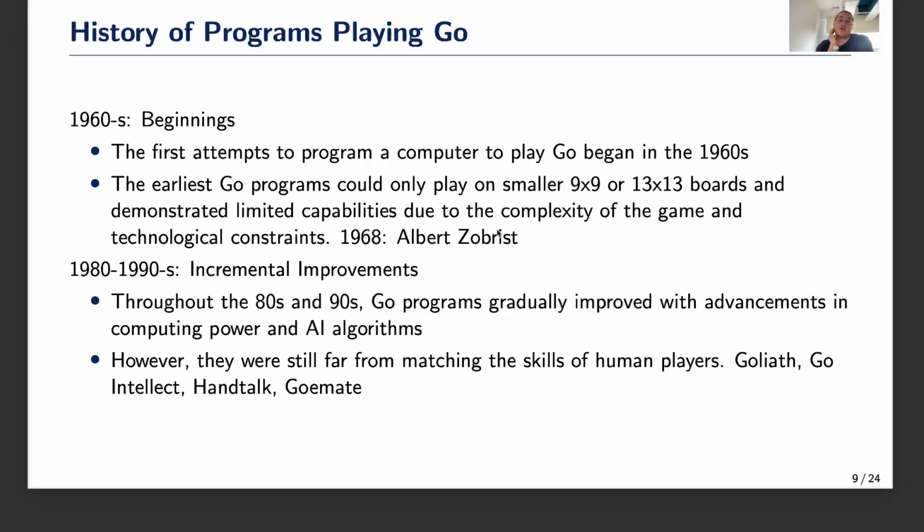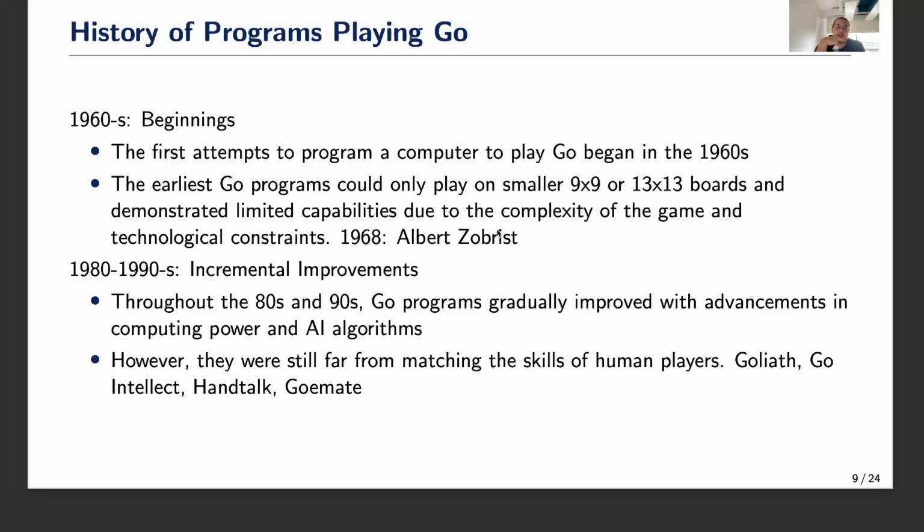The early systems were limited by both computational power and algorithmic simplicity. They relied heavily on handcrafted rules, pattern recognition, and basic evaluation functions. But despite their limitations, these early efforts laid the groundwork for decades of future research. In the 80s and 90s, we saw gradual progress, primarily thanks to increasing processing power and improvements in general AI techniques. Researchers introduced more advanced heuristics, pattern databases, and search strategies.